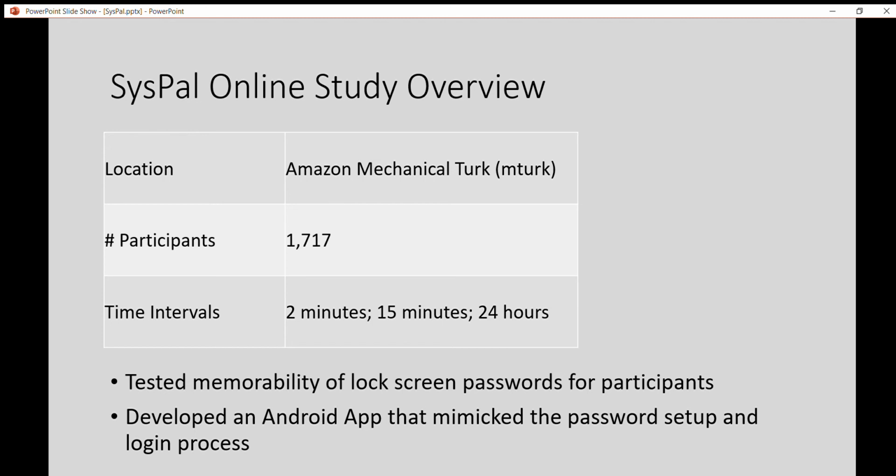In order to conduct this study, the research team developed an Android app that mimicked the password setup and login process of an Android lock screen with the SysPal mandated points included.